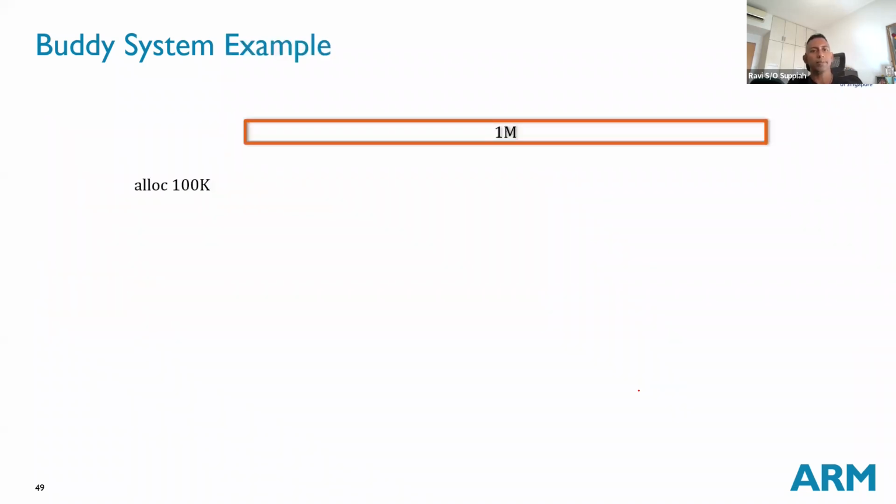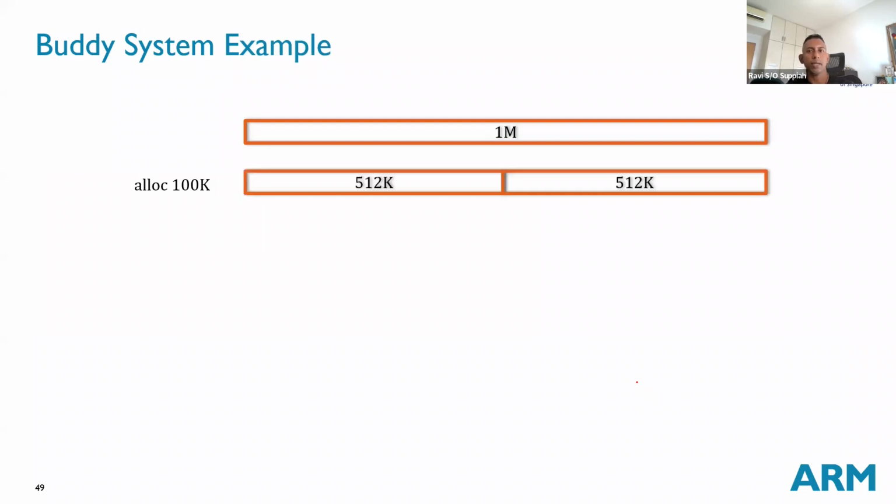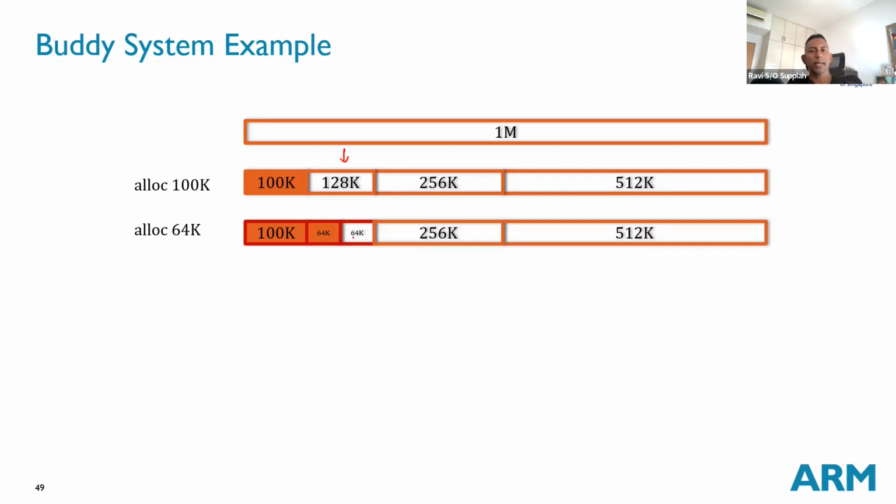Let's look at an example, I think it's easier to relate. I have 1 megabyte of memory here, and I allocate 100K. First I split into 512, 512. It's still very big, so I split again into 256, 256, and then one more time to get 128 and 128. Out of the 128 and 128, one of them gets the 100K. The next time I allocate 64K, I already have a 128K here, so I can split that into 2 and then allocate 64K.